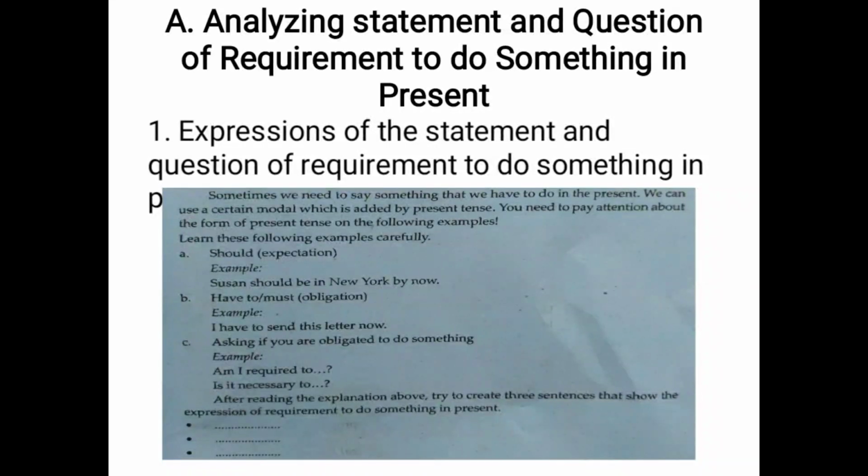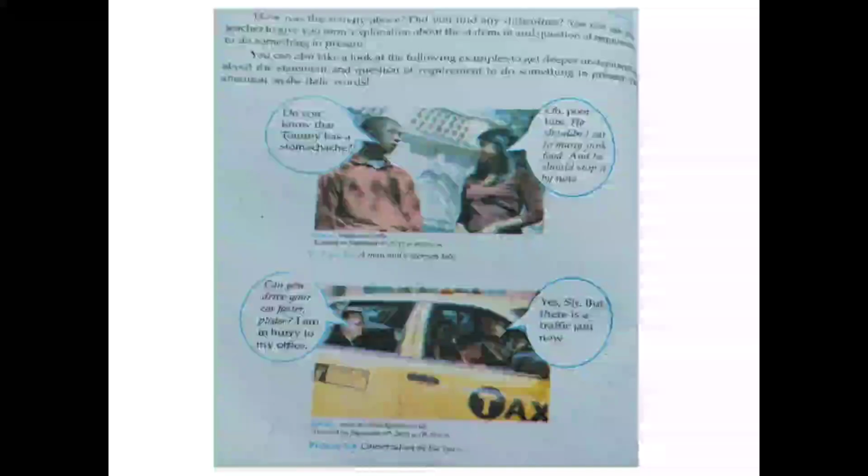After you read the explanation above, try to create 3 sentences that show the expression of requirement to do something in present. You can write your examples in your notebook or task book. You can do it at home, after you know the explanation for the 3 expressions before. Okay, do it. The next.